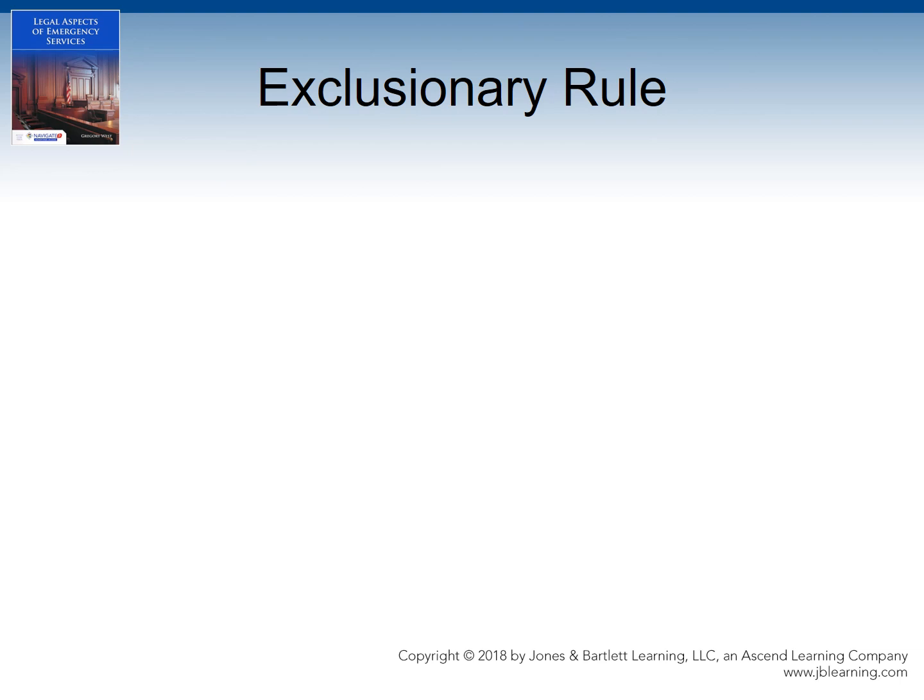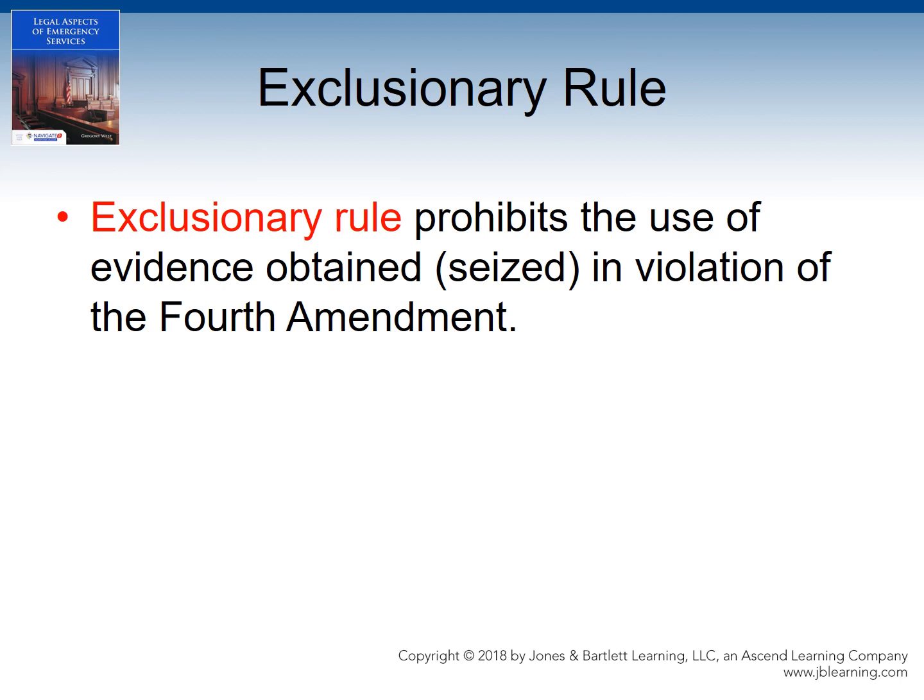Understanding the Fourth Amendment guarantee for people to be free from unreasonable governmental searches and seizures is important because if a mistake is made by a governmental agent and a search or seizure is determined to be unreasonable by a court, something called the exclusionary rule comes into play. The exclusionary rule prohibits the use of evidence obtained, seized, in violation of the Fourth Amendment.